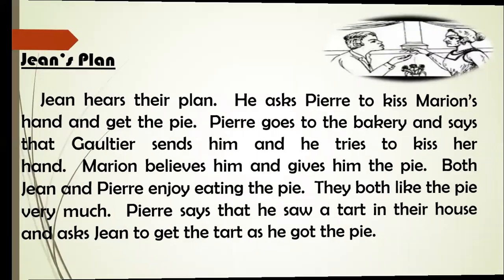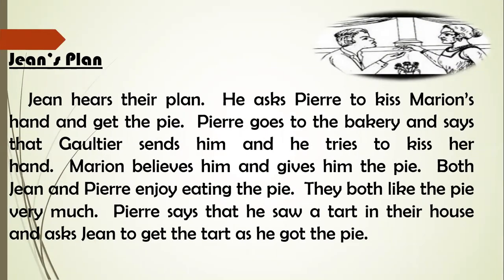So what happens next? Now Jean's plan. Jean has heard the whole plan. He asks Perry to kiss Marion's hand and get the pie. See, he is not going himself, but he is sending Perry, and he explains everything to him and says that you have to do this. Because they're so hungry, they could do anything to get some food.